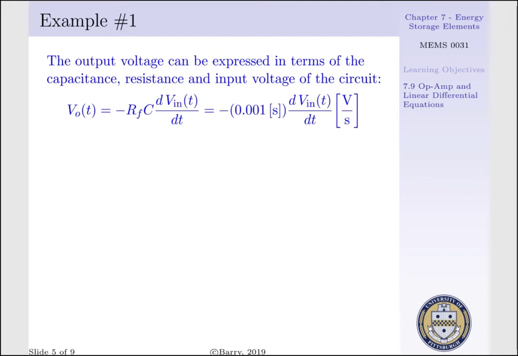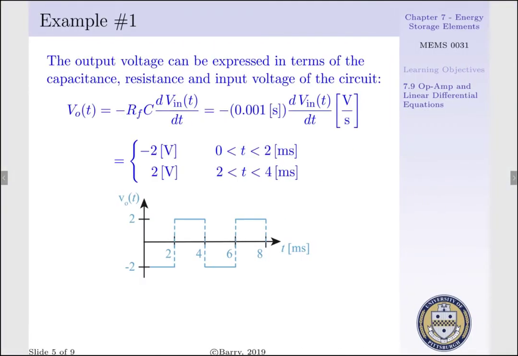Now we have two time intervals that we have to be concerned about. The time rate of change of our input voltage between 0 and 2 milliseconds would be equal to 2000, and if we multiply this by minus 0.001 seconds, we'd have minus 2 volts.